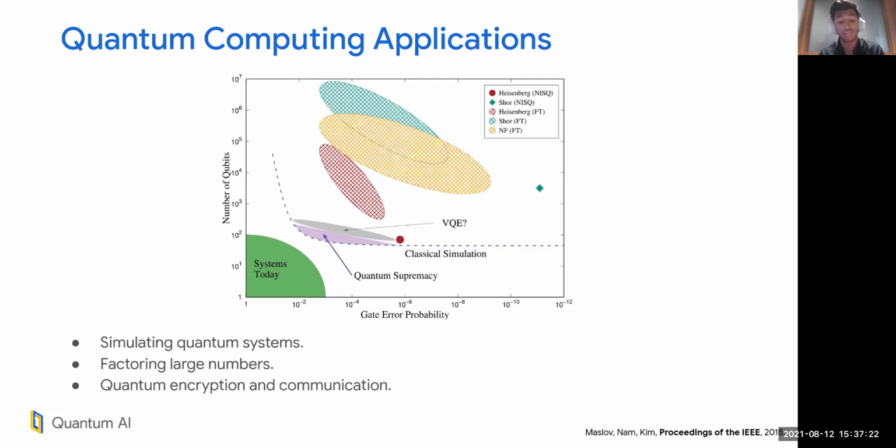They can also be used to factor large numbers. So this is the Shor's algorithm thing you've probably heard of in the past. And then they're also useful for some encryption and communication aspects that I'm not going to really talk about much today.